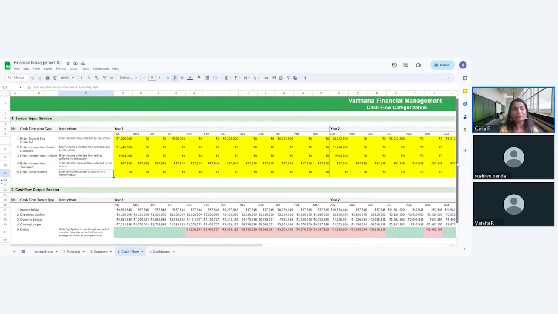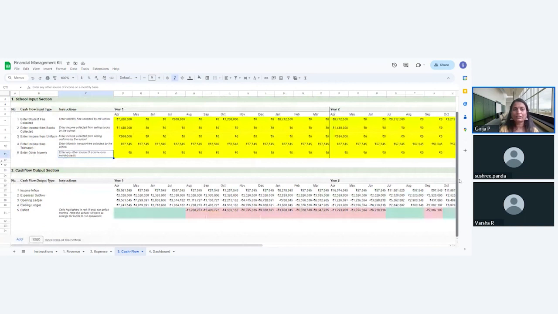Once you put the data for these inputs, you can see it will automatically show you how your income flow will look like, how much money you're getting every month, how much money you're spending every month, and how much you're left with. So in the cash flow output, you will see the income flow for every month. From here in April, you can see how much money you are getting, 9 lakh or something. Then expense outflow means how much money you're spending on your tasks.